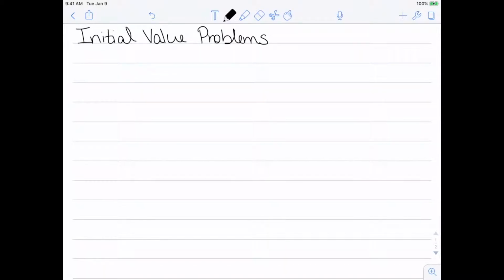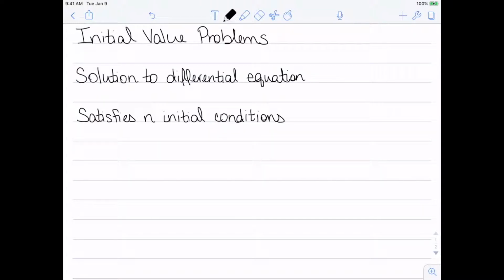The next thing we'll look at is initial value problems and their solutions. The first thing we're going to need is a solution to the differential equation on some interval I. In addition, it's going to satisfy n initial conditions, where n is the order of the differential equation. So let's look at some examples.